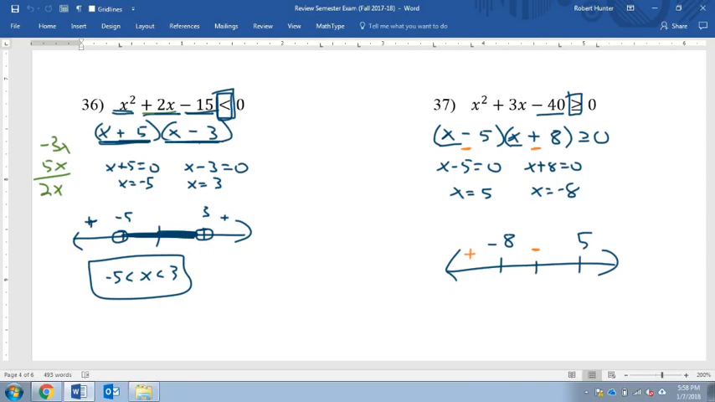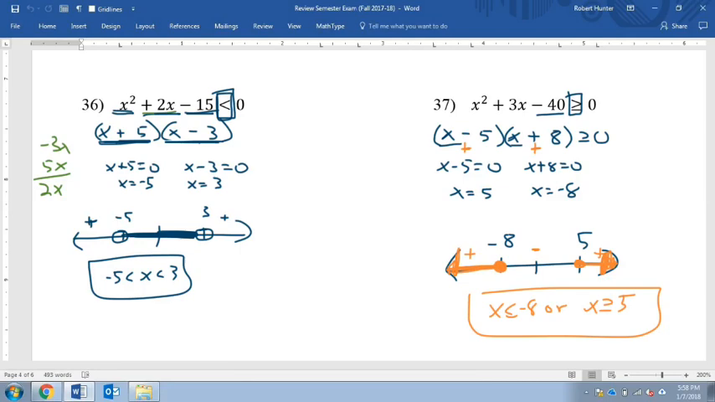Let's do positive 10, just for the fun of it. 10 minus 5 is a positive number. 10 plus 8 is also a positive number. A positive times a positive is going to give me a positive. So I want everything to the left or equal to negative 8, or I want to the right or equal to positive 5. So x is less than or equal to negative 8, or x is greater than or equal to 5.